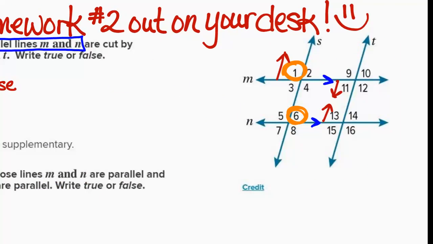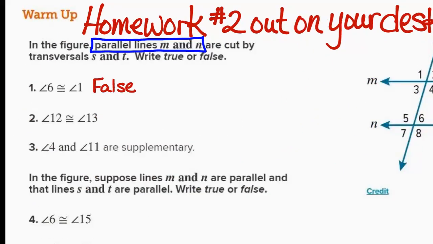What about angles 12 and 13? Are those two angles congruent? Are they interior or exterior angles? Interior. They are in between my two parallel lines. Same side or opposite side of the transversal? Opposite side. These are congruent to each other. These are called alternate interior angles. They're on opposite sides of the transversal, so that's where that alternate comes from, and they're both interior angles. So this one would be true.